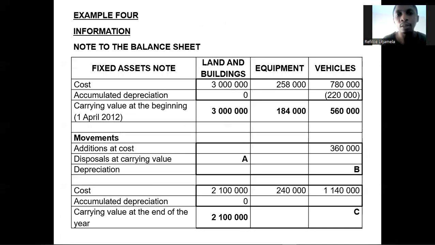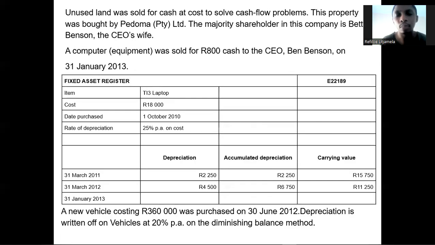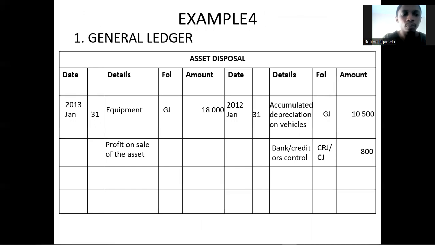The carrying value at the date of sale, we calculated it here, it will be 7,500. Carrying value at the date of sale will be 7,500. We will use that to check whether we made a profit or a loss from the sale of this equipment. I will simply say selling price is 800. Carrying value was 7,500.